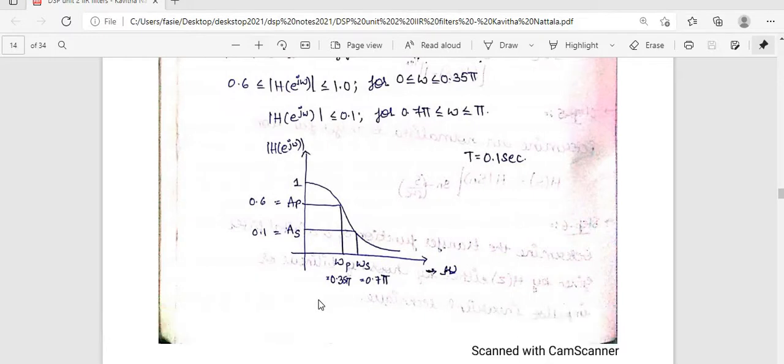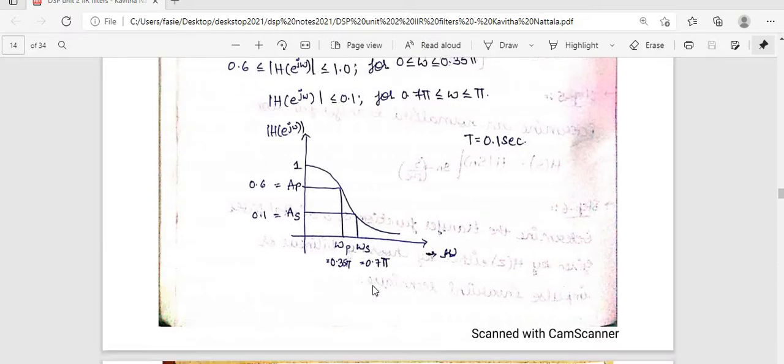If you draw the graph for a low pass filter, it allows the lower frequency and attenuates the higher frequency. This is the practical diagram of a low pass filter. Here we have As equal to 0.1, that is nothing but the gain of the stop band. What about the gain of the pass band? It is 0.6. For both, we have omega p as 0.35 and omega s as 0.75, right?